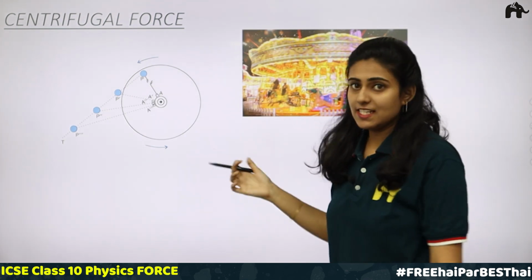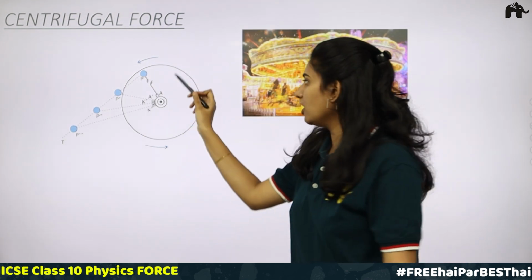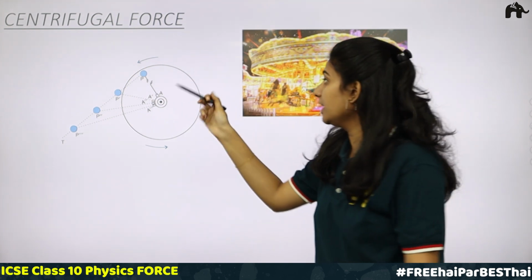Now consider another case when suddenly the string breaks. A body is in circular motion because there is a tension created by the string.